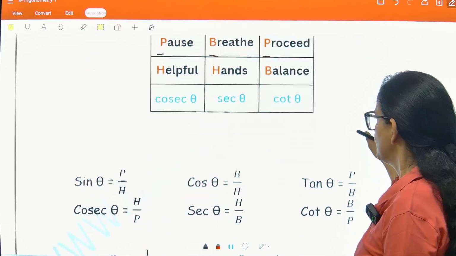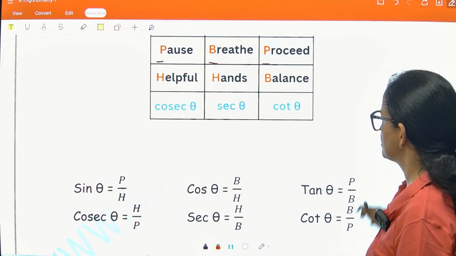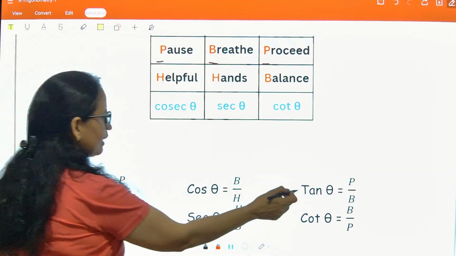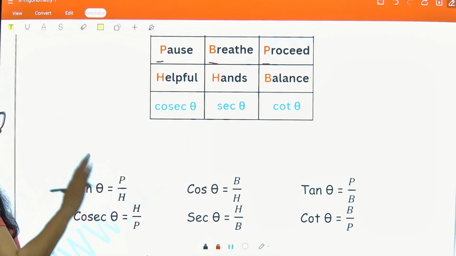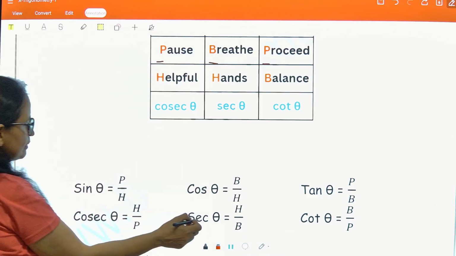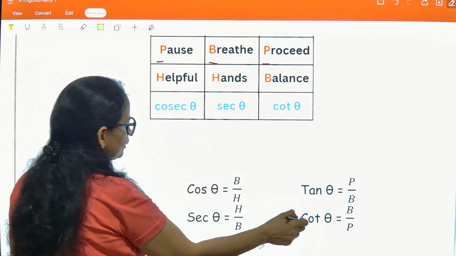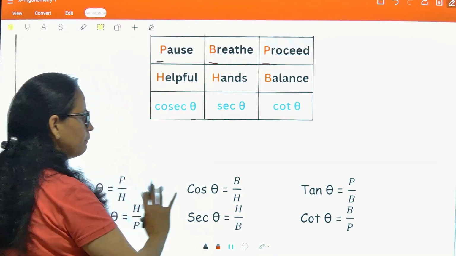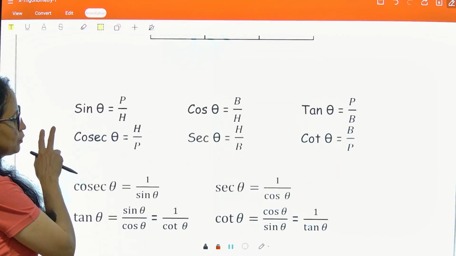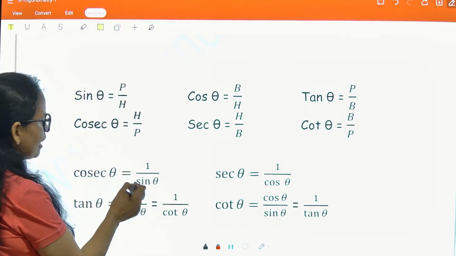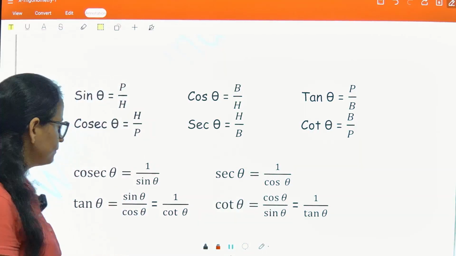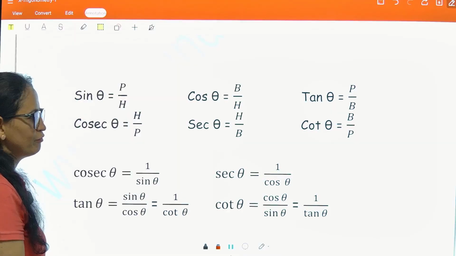Great. So what we have learnt is sin theta is perpendicular upon hypotenuse, cos theta is base upon hypotenuse, tan theta is P upon B. Now I hope you are able to relate it and learn it. Cosec theta is H upon P, sec theta is H upon B, and cot theta is B upon P. These are the basic ratios. We have seen how they are related to the sides of a triangle and how they are related to each other also, because cosec and sine are inverse of each other. Sec and cos are inverse of each other. Tan and cot are inverse of each other.